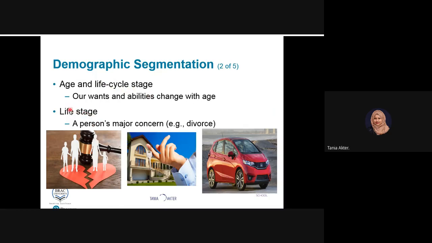Now moving on to life stage. Life stage is a person's major concern. For example, a person getting married is a life stage, a person's major concern. When a person gets a job, when a person gets divorced, we don't want it, but if somebody faces a divorce situation, that also influences people's behavior. And also a person who has a second marriage. That is also another life stage.